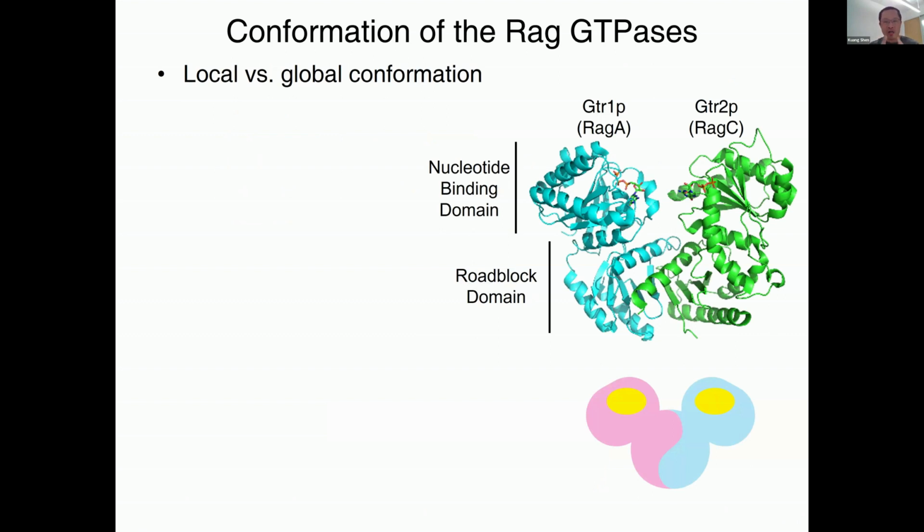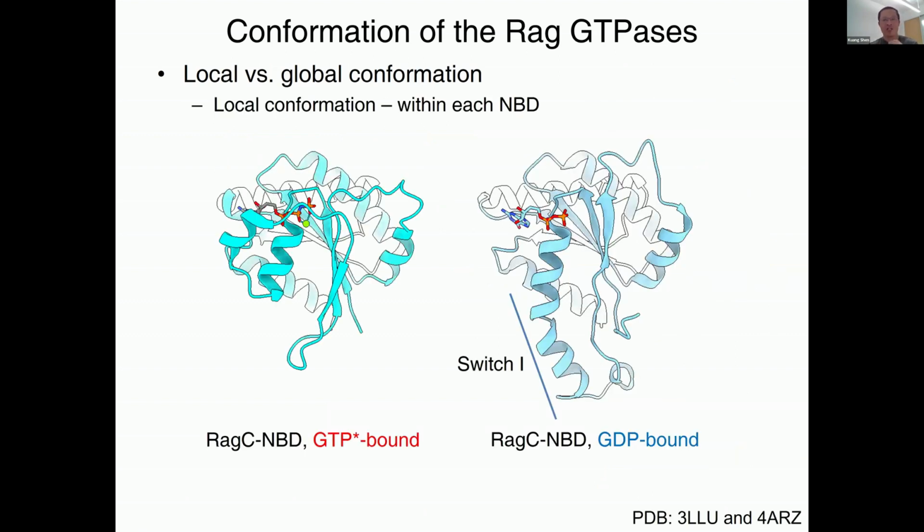In this case, we know this pretty well because the Rag GTPase belongs to the Ras family of GTPases. In the GTP-bound configuration, the switch 1 region will swing to the top of the nucleotide binding pocket, forming a lid. However, in the case of GDP-bound, switch 1 is relaxed and extends towards the other direction. So this is the local conformational change, and we know it pretty well.